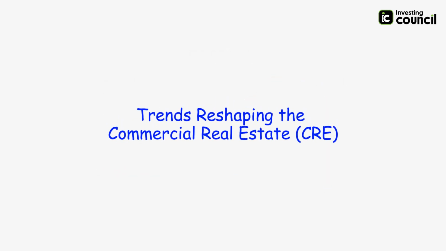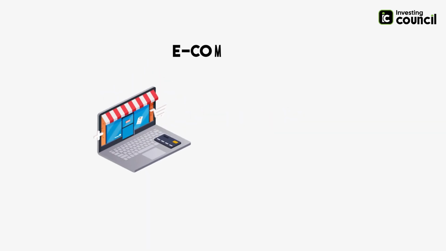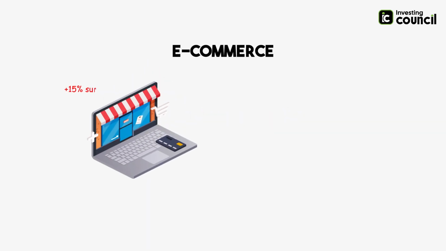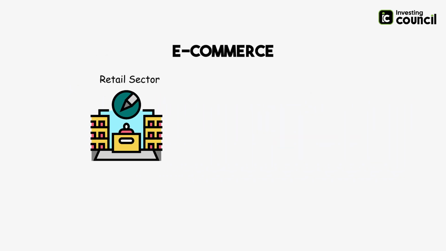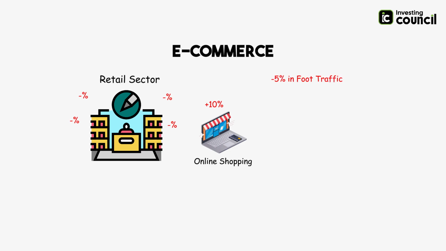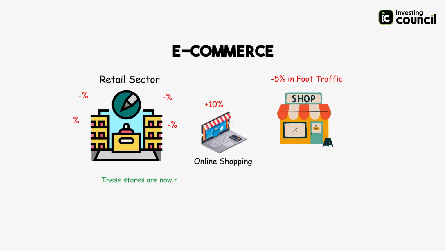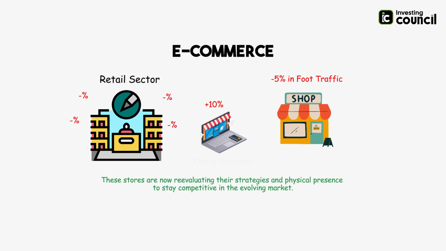One significant trend reshaping the commercial real estate landscape is the rise of e-commerce, which has surged by 15% in the last year. This shift is fueling a 20% jump in the demand for industrial properties like warehouses and distribution centers as businesses aim to bolster their logistics to cater to online consumer needs. Meanwhile, the retail sector is navigating choppy waters, with a 10% increase in online shopping preferences leading to about a 5% drop in foot traffic for traditional brick-and-mortar stores. These stores are now reevaluating their strategies and physical presence to stay competitive in the evolving market.